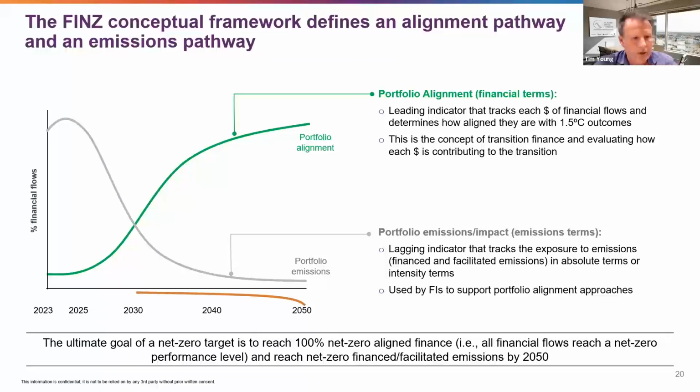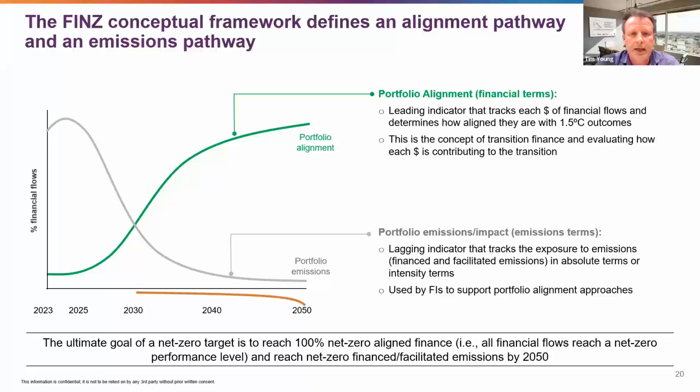And this is really what we're talking about here, in the sense that for the FINs, the goal is to make financial flows consistent with 1.5 degree centigrade pathways. So the way to do that is through the lead indicator, i.e. portfolio alignment. So you get more and more of your portfolio over time aligned with 1.5 degree pathways.